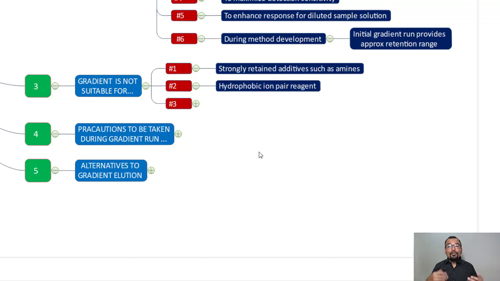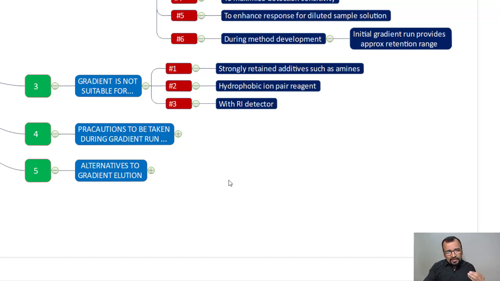The second thing is hydrophobic ion pairing reagent. In case of using an ion pairing reagent, it is also not a much preferred technique because you will sometimes not have reproducible results. And the third one is that with the RI detector, you will not be able to use the gradient elution mode.